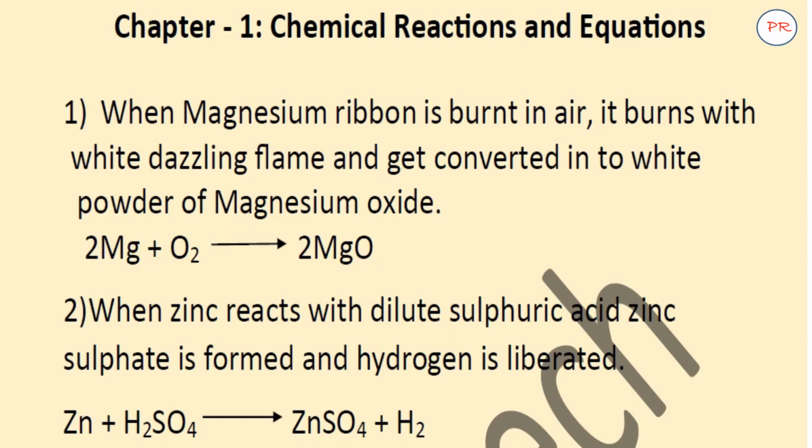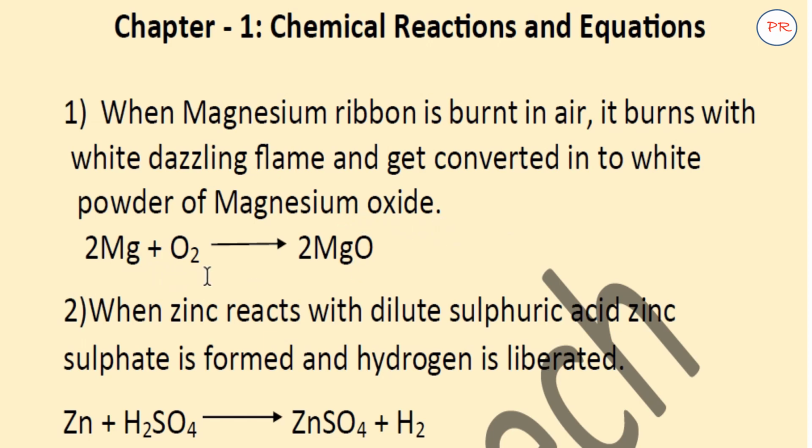Hello students, in this video I am going to discuss important chemical reactions from chapter number 1, chemical reactions and equations, for 10th CBSE board. The first one is when magnesium ribbon is burnt in air, it burns with a white dazzling flame and gets converted to white powder of magnesium oxide.